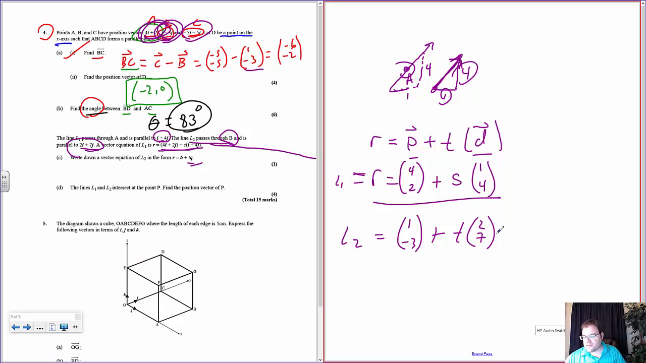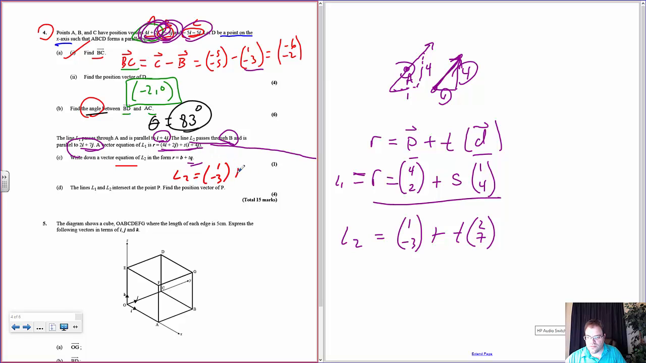So how do I write this mess? Well, that's the answer for this one. Let's write down a vector equation. So L2 is equal to (1, -3) plus t times (2, 7). That's a really easy question for that one.